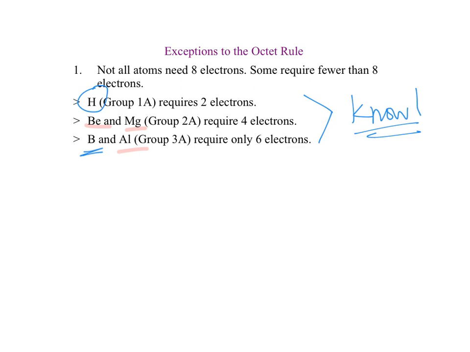So beryllium and magnesium, if you see them in a covalent compound, they only need 4 electrons. Those are both in group 2A. And boron and aluminum need 6 electrons. They are in group 3A. So you got to know these. When you see them, you have to recognize that we're not going for an octet.